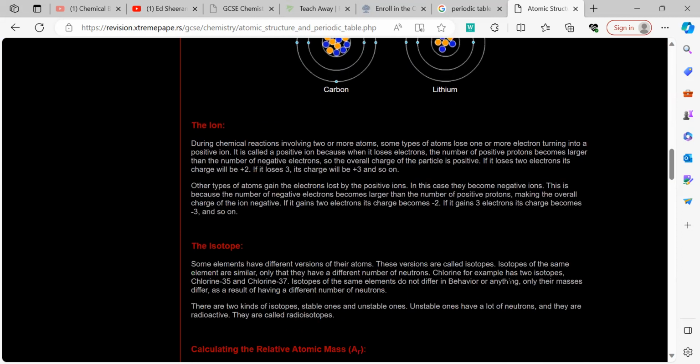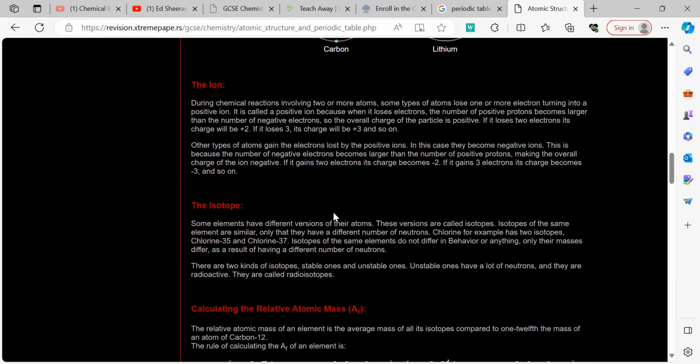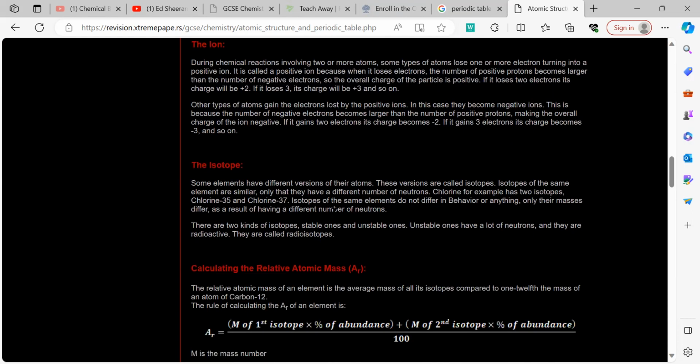Now, when we come to an ion, what is an ion? An ion is anything that can be positively or negatively charged when an atom loses or gains electrons. We talked extensively about the subject in the chapter of chemical bonding.